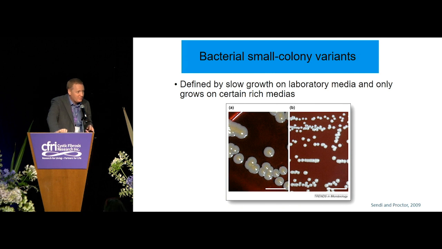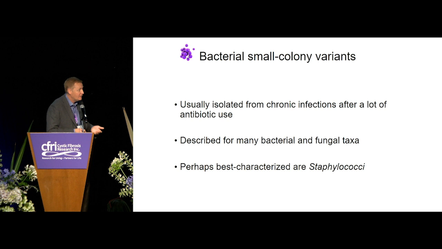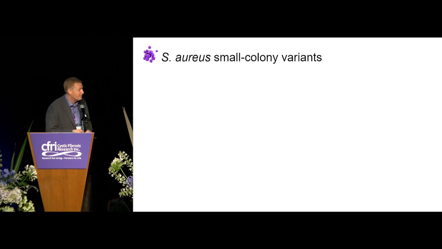As the name suggests, small colony variants are really just defined by how they grow in the laboratory. They form these very small colonies, and often they have to be grown on specific kinds of media that are not necessarily part of the routine identification and growth process in clinical labs. They've been isolated for the most part from chronic infections, so they seem to be selected for in infections that are persisting, and they're found for a lot of different bacteria and fungi, but perhaps they're best characterized for Staphylococcus, and so in our world we think about Staph aureus.